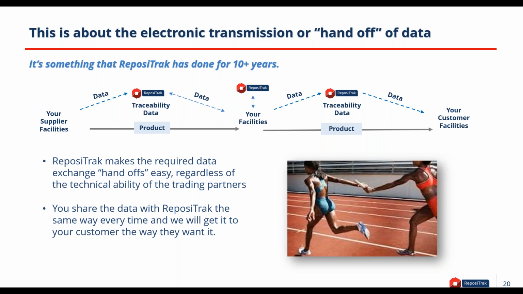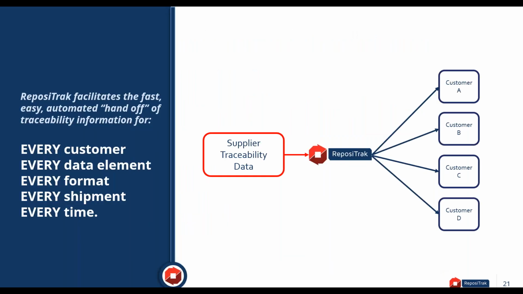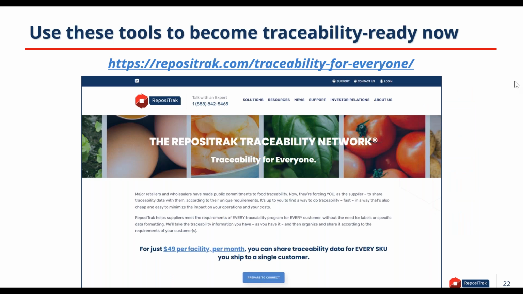With ReposiTrak, you can share the information with ReposiTrak the easiest way for you, and ReposiTrak can get it to your customer in the way that they want it, even if they've decided to do traceability in a different way and not use ReposiTrak. So ReposiTrak's not just a solution for your customers who have elected to use ReposiTrak, it could be a solution for all of your customers. So you got to think about it as a relay race, and you share your information, you relay it off to ReposiTrak, and we run the next leg and relay it off to the customer in any way they want it.